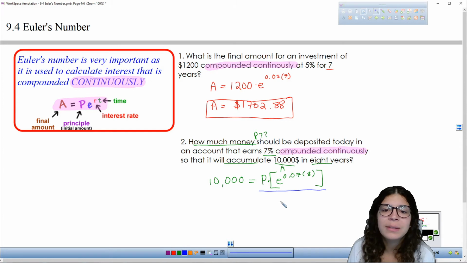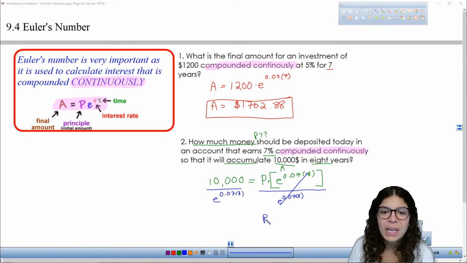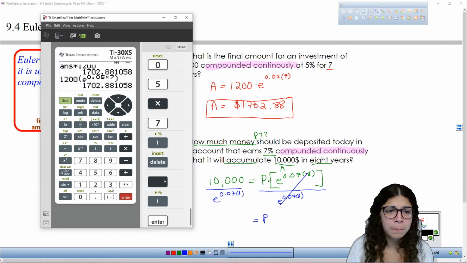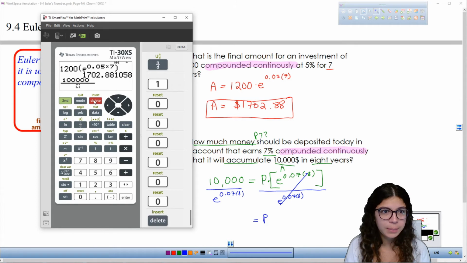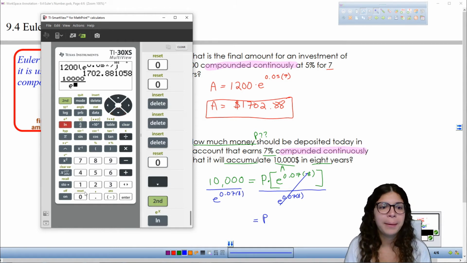So all I need to do is divide by e to the power of 0.07 times 8, and then it'll cancel out. Of course, if I do that to the right side, I have to do that to the left side. So in other words, P will equal all of this simplified. So let me pull out my handy dandy calculator, and I can add a fraction in. The numerator is 10,000. Oops, I think I put a few too many zeros there. That's 1,000, 10,000, there we go. And then in the denominator, e to the power of 0.07 times 8.